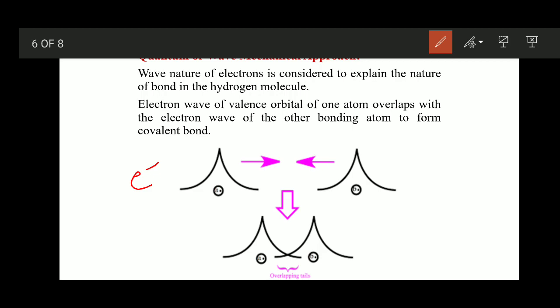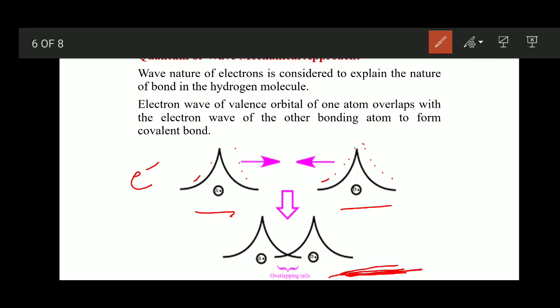If an atom contains one unpaired electron, the electron has a wave-like character, so we represent this electron with this type of wave. This is a wave, and this is the wave of the second electron of the second atom. When the two atoms share their electrons to form a covalent bond, the electron waves of the valence orbitals also overlap with the electron wave of the other bonding atom, and when they overlap they form a covalent bond.